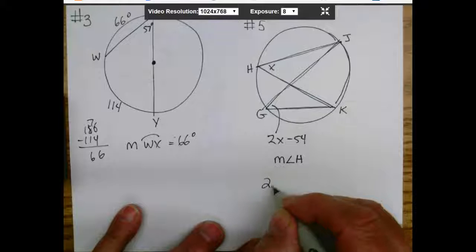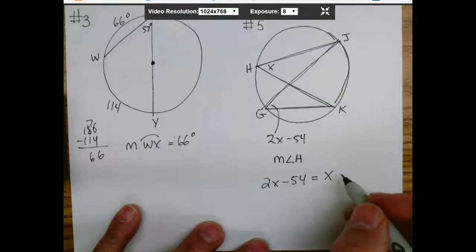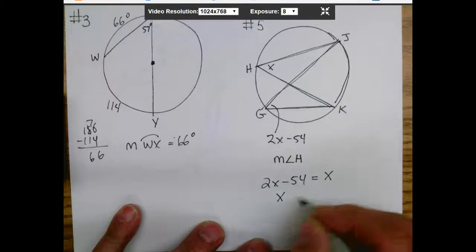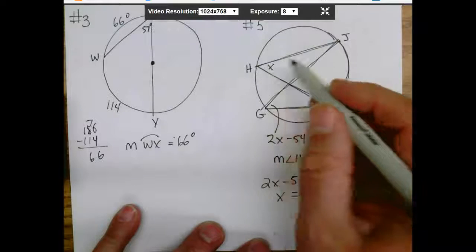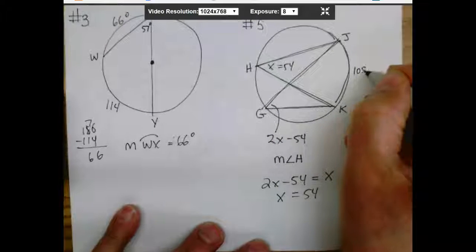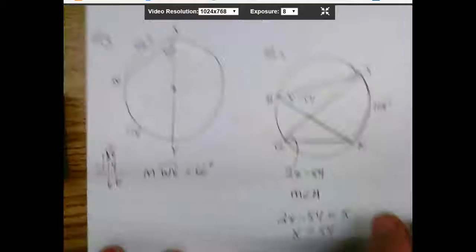So we just say 2x minus 54 equals x. We're just going to pull this over here, minus an x, going to go the other way. So x is 54. So 54 degrees. Then if we know this is 54 degrees, we know this is 108 degrees. Alright? So that's that one.